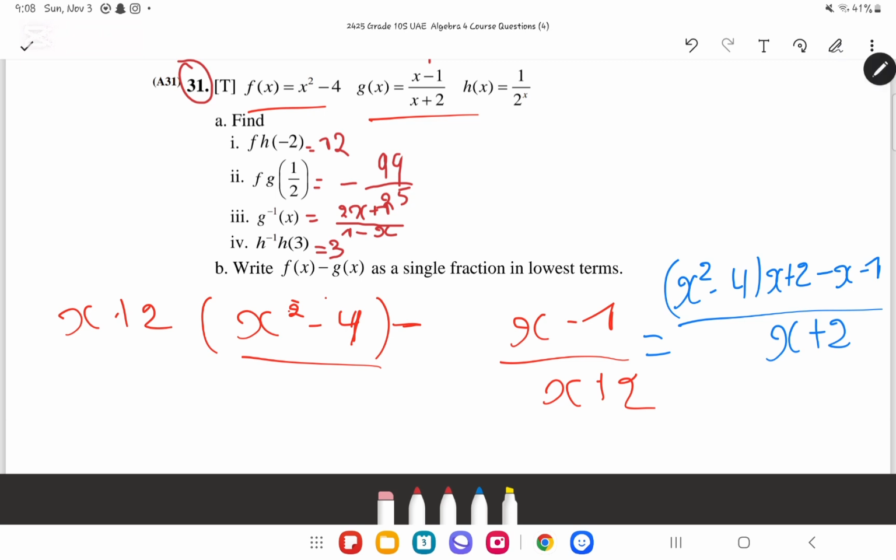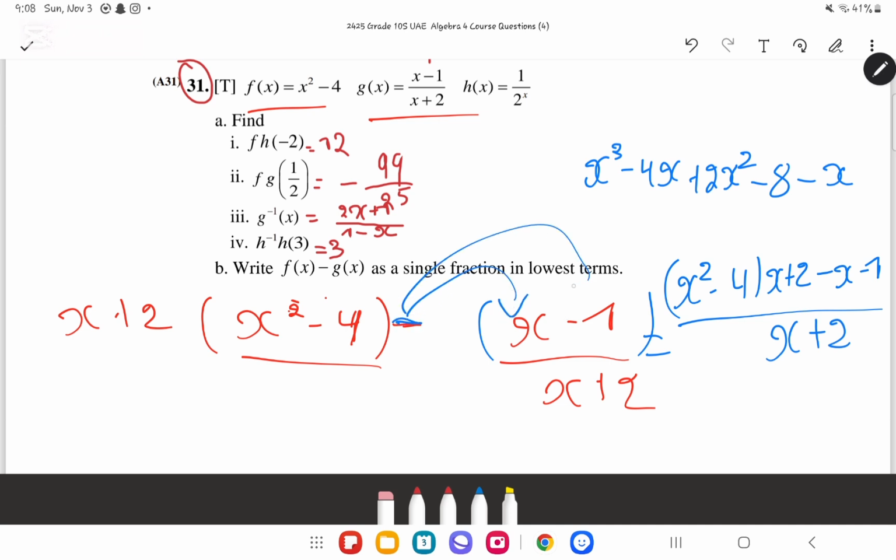So then you are going to get x to the power of 3 minus 4x plus 2x to the power of 2 minus 8 minus x. Oh, but here don't fall into the trick like I did. Here it's minus (x minus 1). So the minus will affect this one and this one, so it will change to plus. So plus 1. Then here it will become plus 1 over x plus 2.